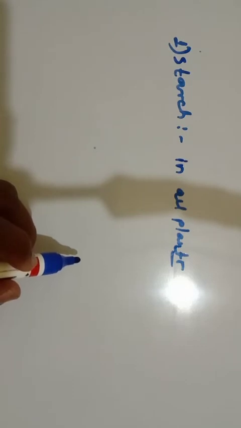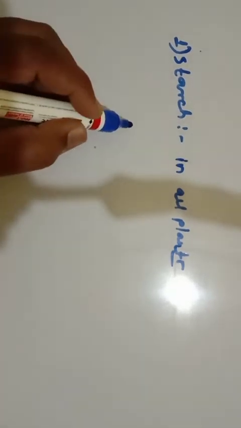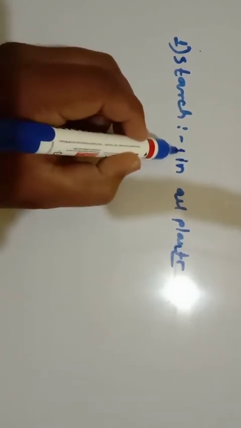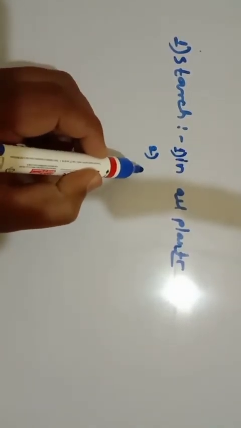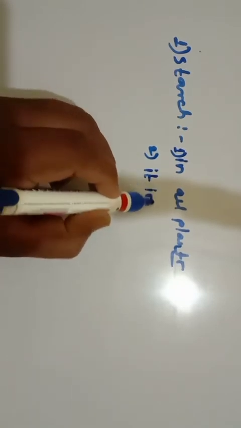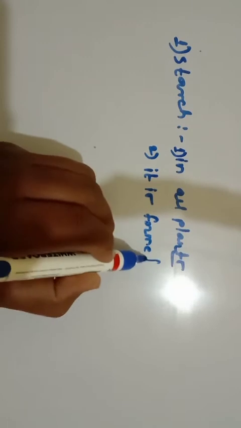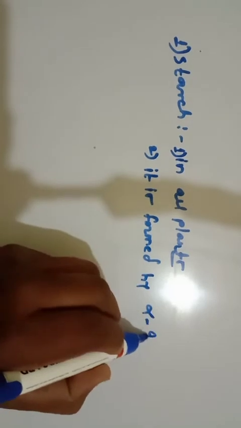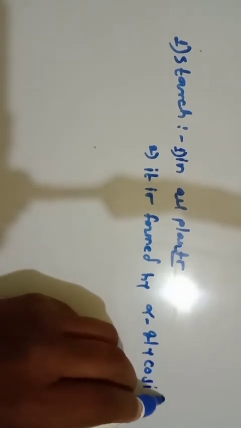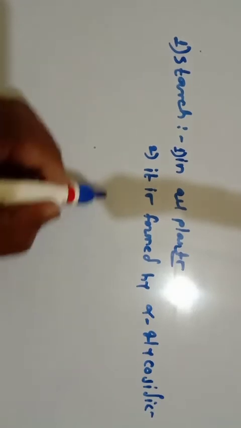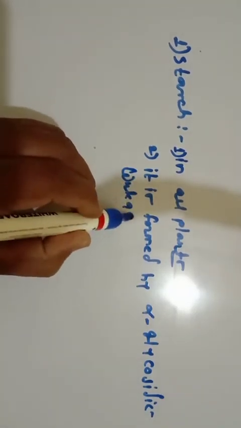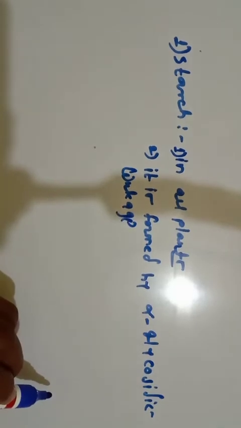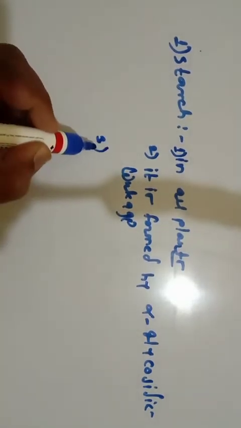And it is formed by the alpha glycosidic linkage. This is the first point. The second point is very important, that it is formed by alpha glycosidic linkage. We are very much familiar with this alpha glycosidic linkage, the 1,4 linkage.